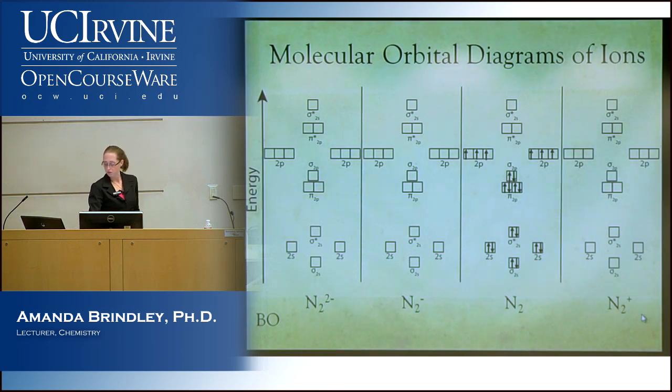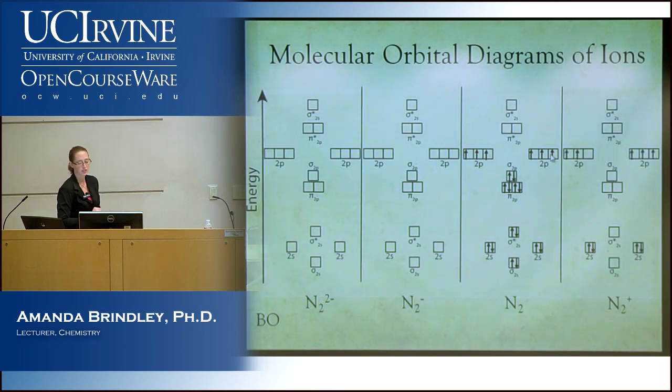Okay, so let's do the N2 plus first. If we have a plus ion, are we going to take away an electron or add an electron? Take away. Does it matter where we take away from over here? Nope. So we fill in. I took away from the one on the left. It doesn't really matter. Now we count how many electrons we have, which is 9, and we fill in. Okay?